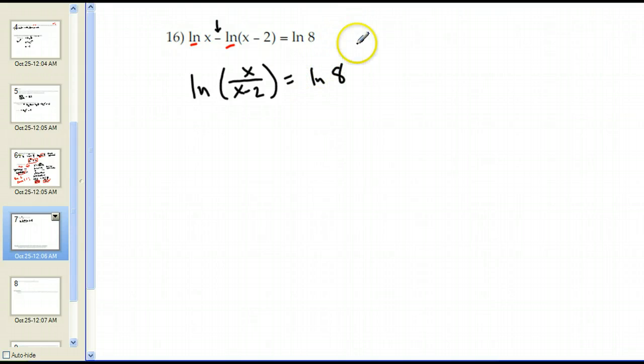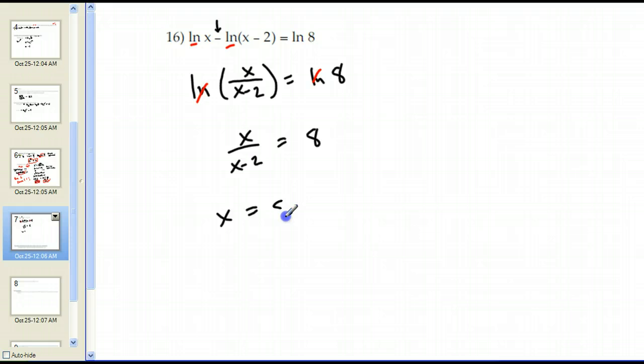Now we're going to use a property that says if you got a log equal to a log and it's the same base on both sides, so this is base e log, or the natural log, this is too, so this means that we have the exact same base on both sides, we can just drop the bases and just set the inputs equal to each other. So I'm going to say x over x minus 2 is equal to 8. And then just solve this thing. How do I solve it? Clear fractions. So I got x equals 8 times x minus 2. I just multiplied both sides by x minus 2.